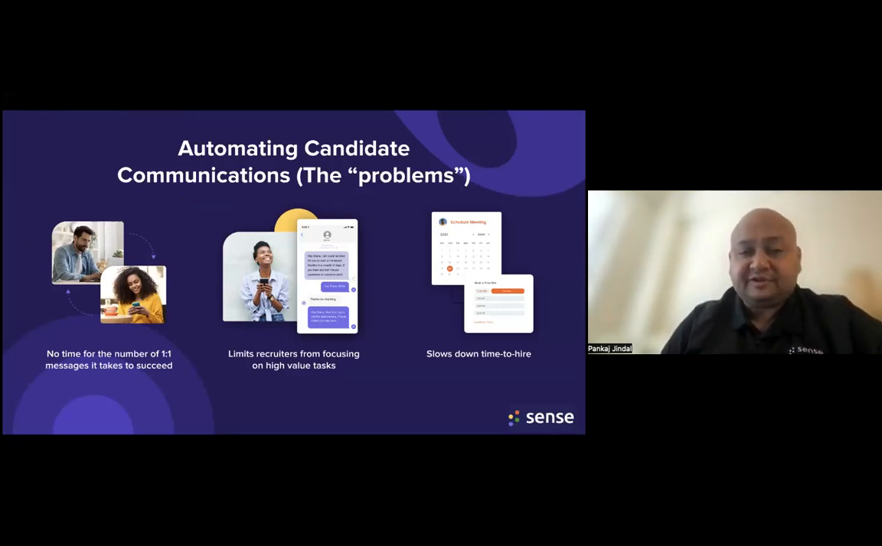But what are some of the inefficiencies here? First of all, the recruiter has no time to send the amount of one-on-one messages that they do need to send out to succeed. If they're sourcing for a position and they need to reach out to 200 people, it's impossible for them to send all of those messages in a personalized fashion. This certainly limits recruiters from focusing on high value tasks, and it slows down time to hire. So these are huge problems, to individually reach candidates.